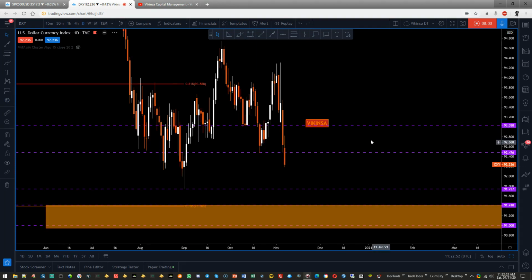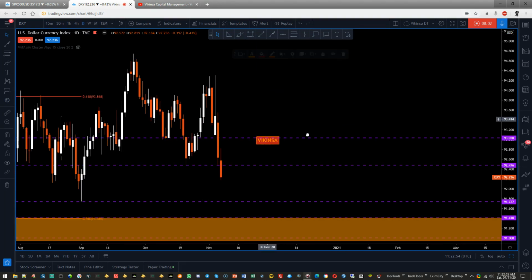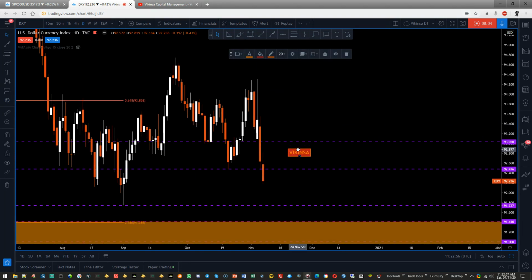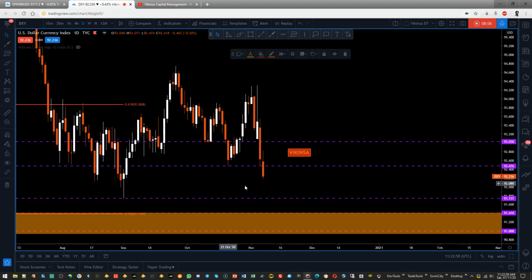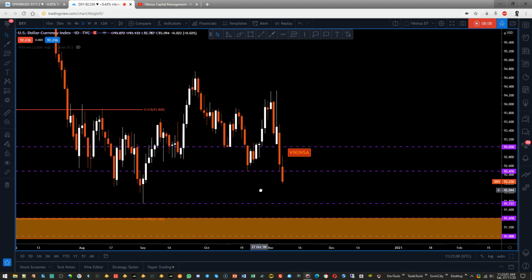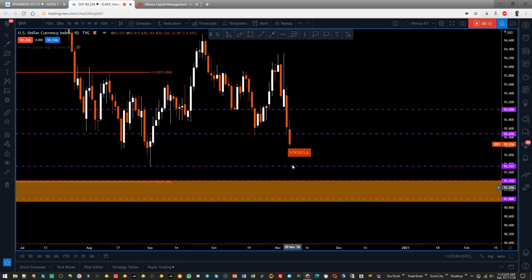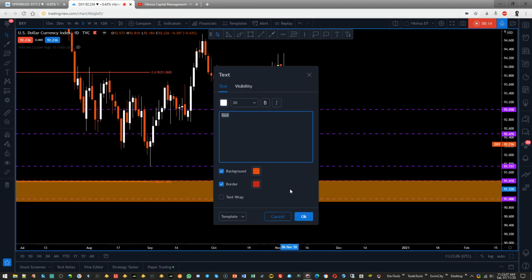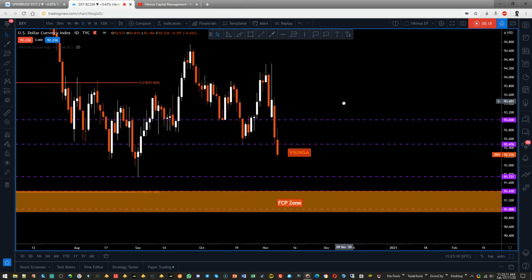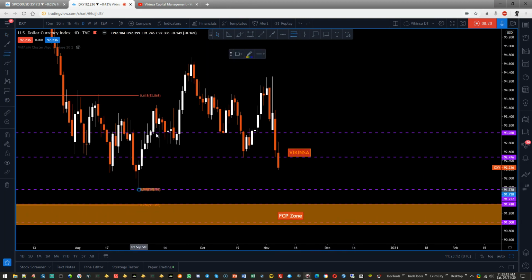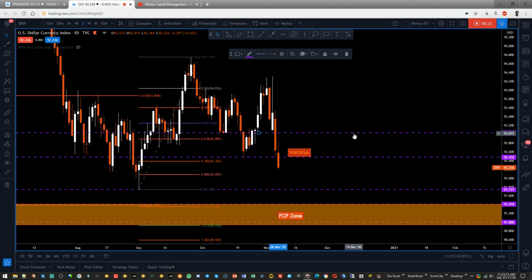Let's go back to the daily time frame. I'm pretty sure I'm missing something. I'm just getting this feeling that I'm missing something. Let me quickly see what I am missing. Okay, so this is looking like a good zone. And this is our FCP zone that I have covered, as we have multiple Fibonacci confluences there.